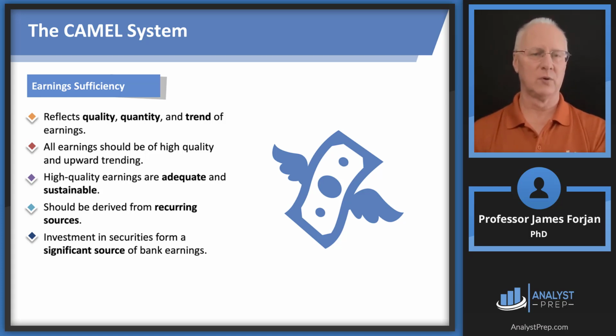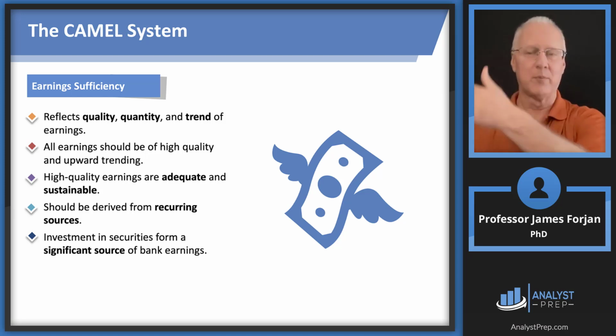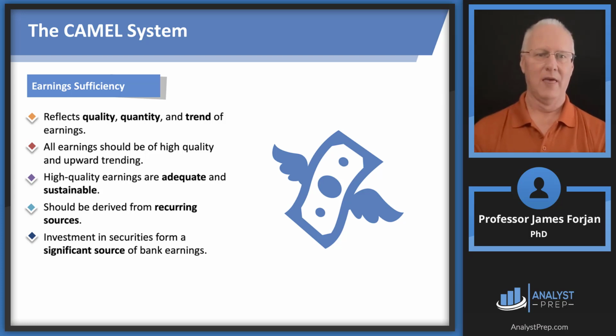So look at some of those words that we have bolded up at the top: reflects quality, right, and quantity and trend. So we want the upward trend. We want them sustainable, of high quality. What's implied in there is that we don't have lots and lots of standard deviation.